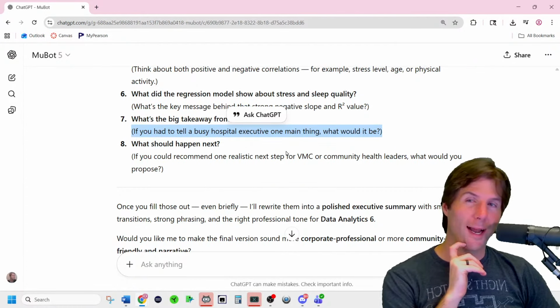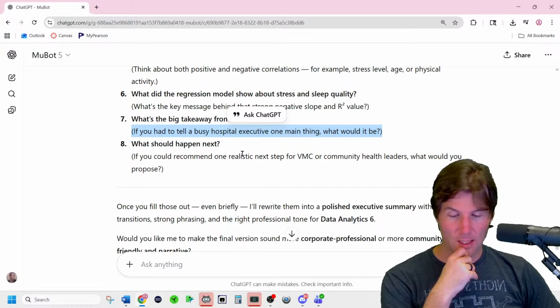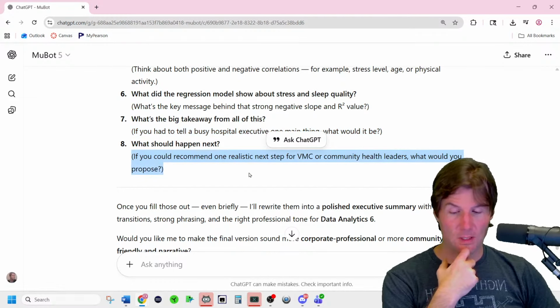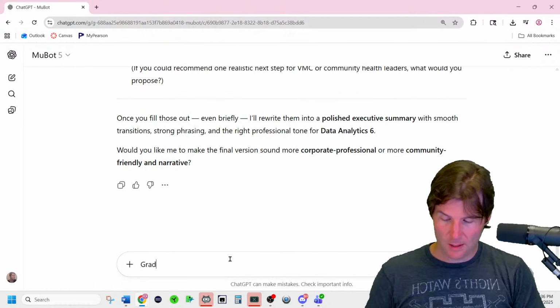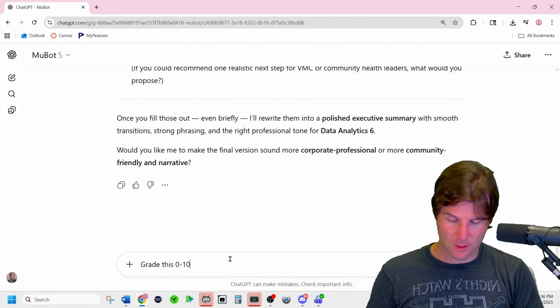It should be like, what is your action item? What should happen next? The problem is with this, you're going to have too much. This is more of, remember, the future research. So let me write this. Grade this 0 through 10 for me, or grade this for me.